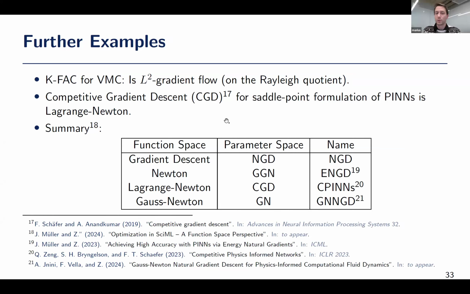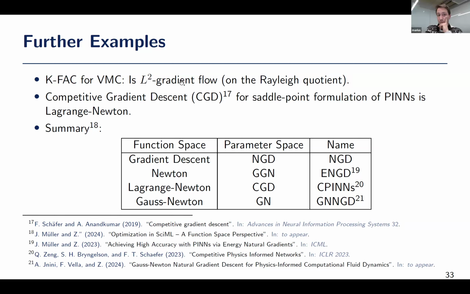Maybe one slide on further examples, where now I've shown you Newton in function space and I discretized it. And then I showed you Gauss-Newton in function space and I discretized it. And there are also methods that are currently out there in the literature. For example, for variational Monte Carlo with neural network ansatz functions, K-FAC actually is nothing but an L2 gradient flow on the Rayleigh quotient. So what is best practice right now in these methods can actually be understood from this function space viewpoint.